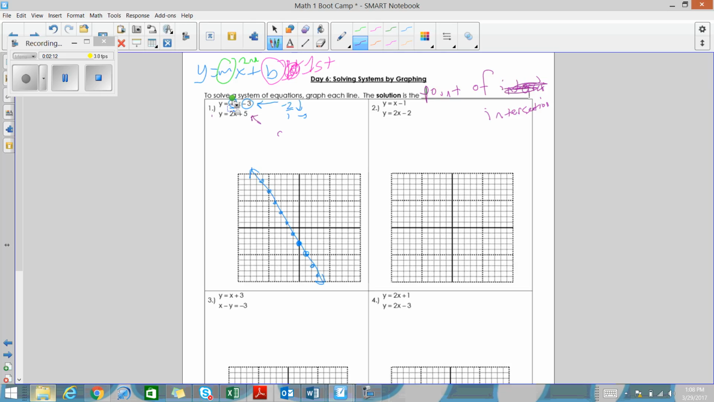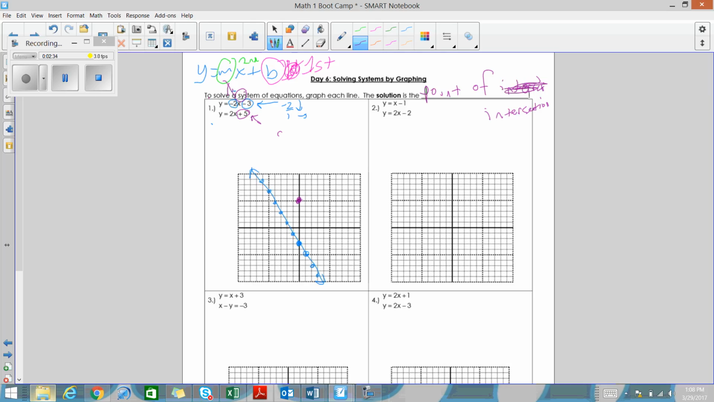It's hard to see, but it's +5. That's where we're going to start. We're going to start at +5. That means we're going to start up 5. 1, 2, 3, 4, 5.